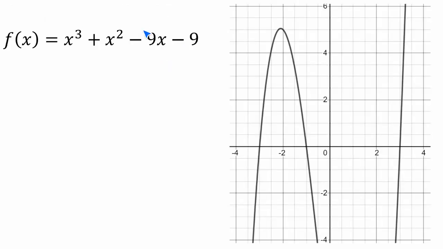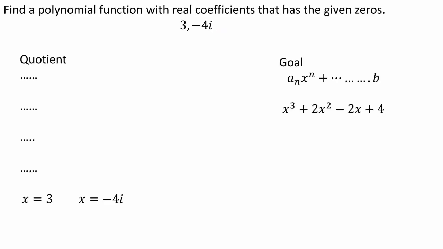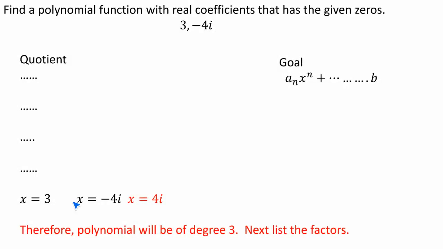So we're going to work a little bit backwards, okay? They give you the zeros, and they want you to find the polynomial. It says find a polynomial function with real coefficients that has the given zeros. So here we have a 3 and a negative 4i. This is a complex number, so which other zero am I missing here? We're missing the conjugate. That's the first thing you want to look at, the type of zeros that we have. So our zeros are going to be x equals 3, x equals negative 4i, and x equals 4i.